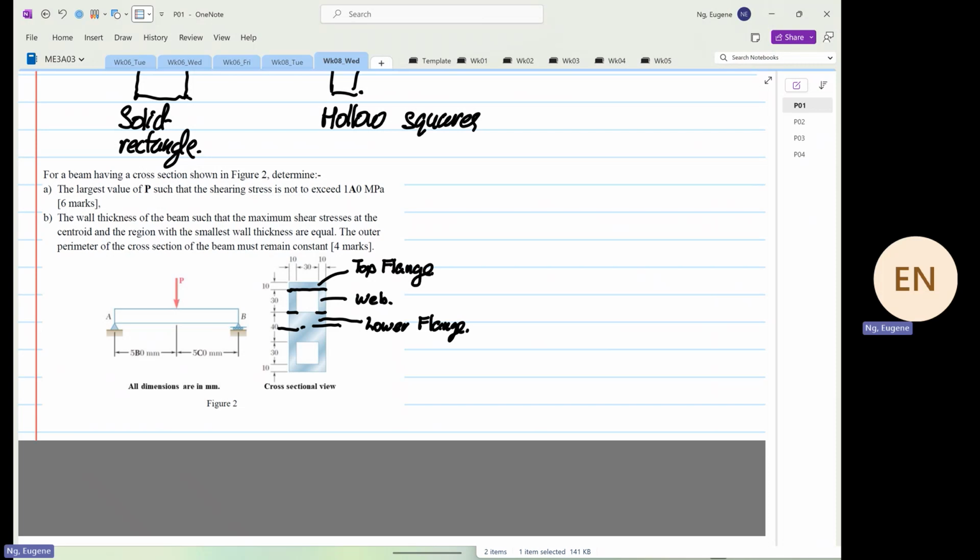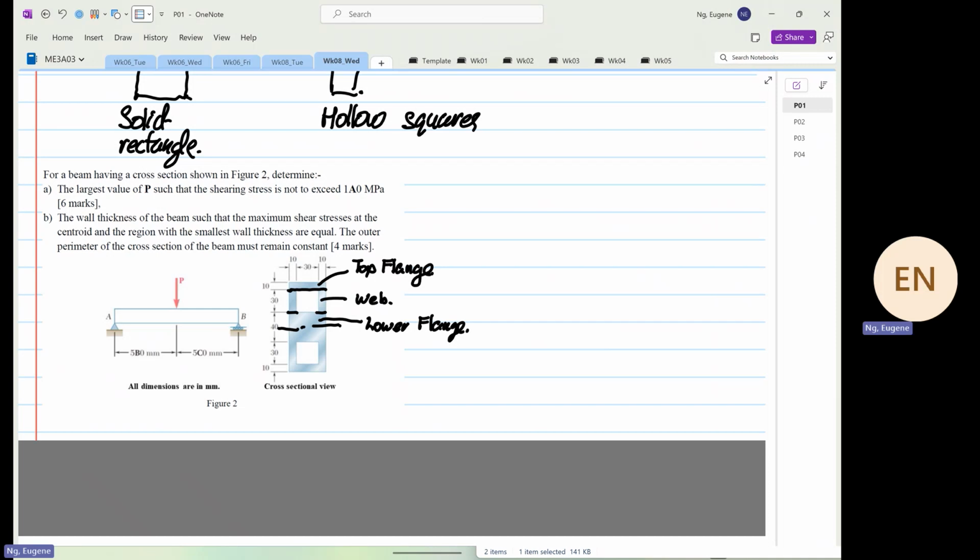We only consider up to that section because of what? The first moment of area cannot cross the what? It cannot cross the centroid. Okay, so you cannot cross the centroid. So from here, you're going to get it worse.